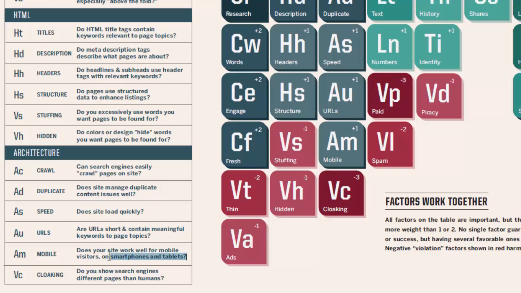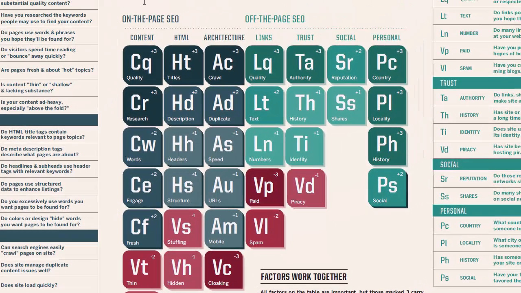Is it well adjusted for mobile? Is your site going to work well for mobile visitors, smartphones, tablets, etc.? And do you show different pages to the search engines than to humans? That, again, is a no-no, and that's called cloaking. So that's your main on-the-page SEO factors.